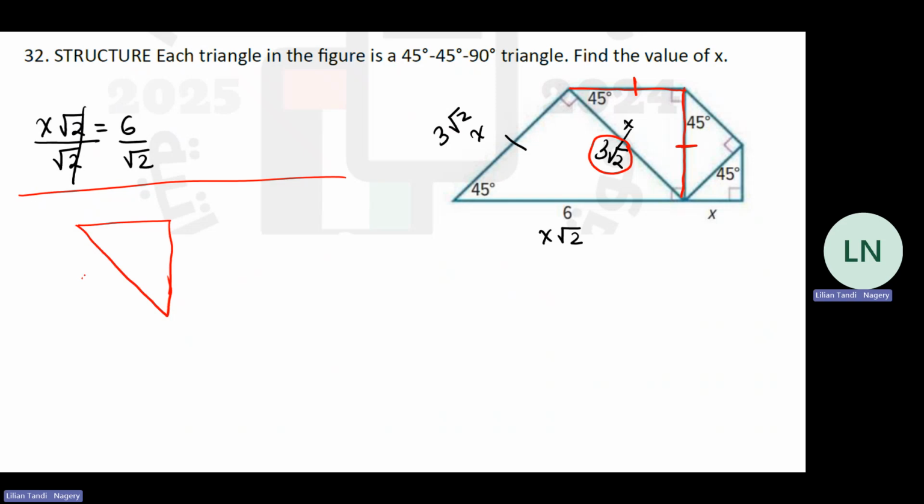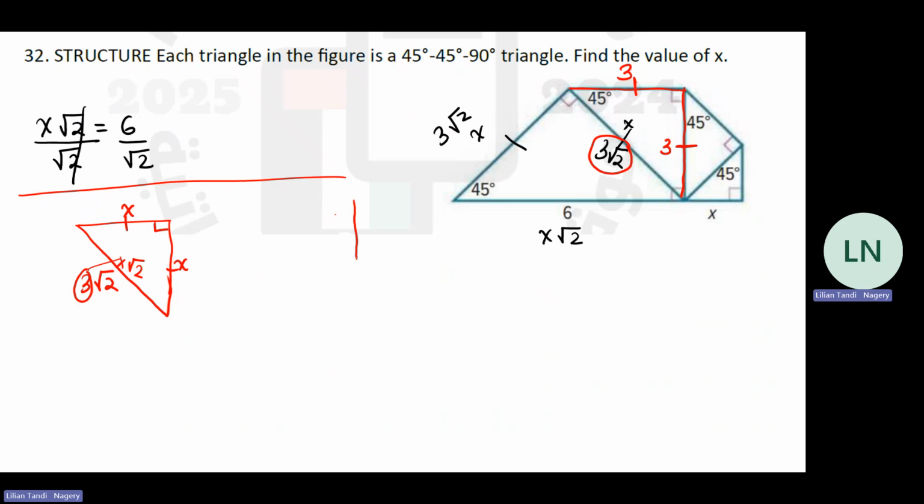So here is 3 square root 2, and this is x, and this is x, okay? Then we know that this is also x square root 2. So therefore, who is x? 3. So this is 3, and this is 3. Now we are here, okay? So we're going to do this triangle.